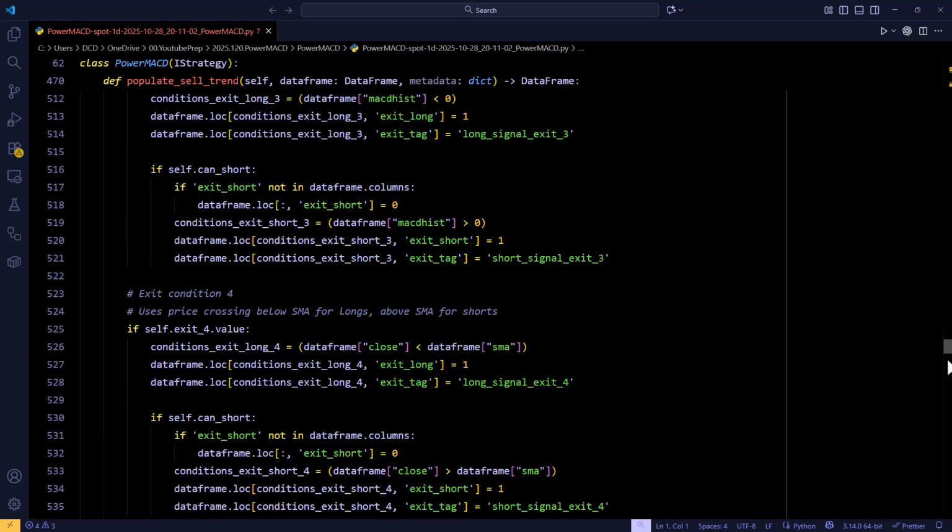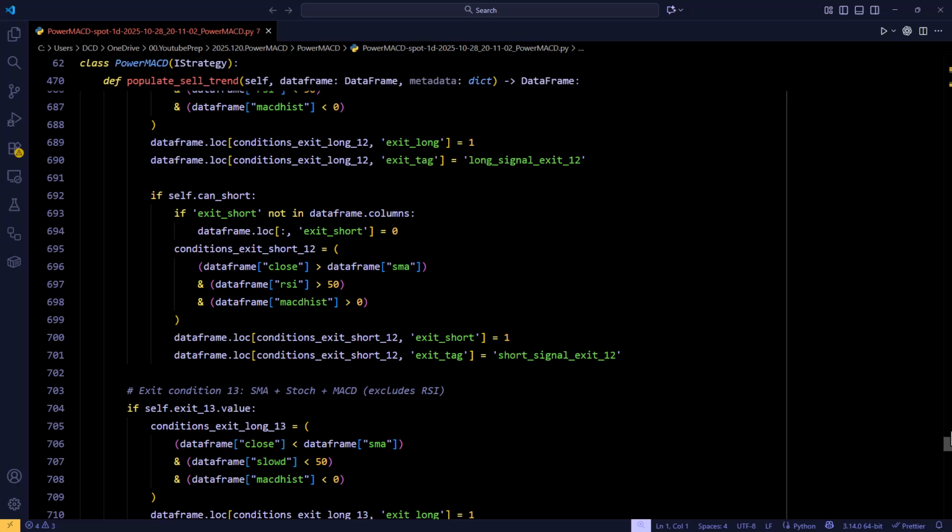Let's find out what the results are when I test a trading strategy that only uses these two rules.